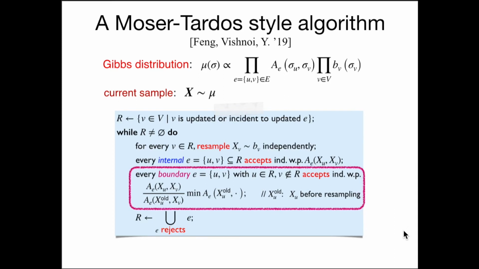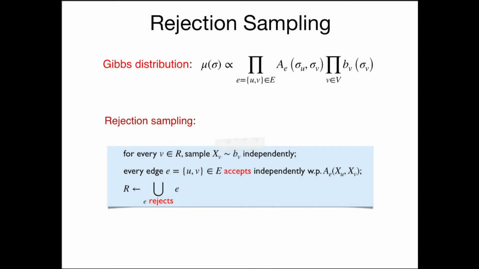For each boundary edge, the acceptance probability is proportional to this ratio between activities after and before resampling. This minimum is just a normalizing factor computed from inside the set R to ensure this ratio is always a probability. Okay. And this algorithm reminds us that the Gibbs distribution can be generated by this natural rejection sampling procedure. Every vertex spin is sampled according to the local field. And every edge locally accepts the sample with probability of its edge activity.